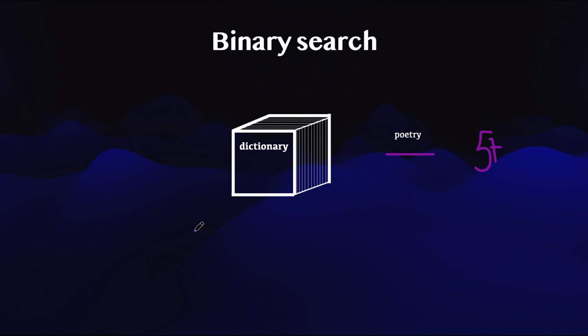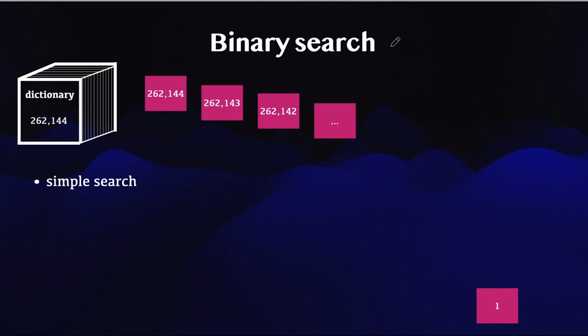By dividing the search space in half at each step, binary search quickly narrows down all the possibilities, making it efficient even for very large lists or arrays. Let's take another example with a dictionary, with quite a lot of words. 262,144 words to be exact. And compare how many steps it will take us for a simple search and a binary search in the worst case scenario.